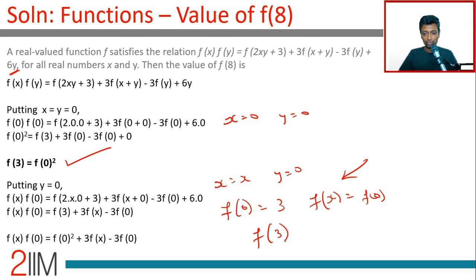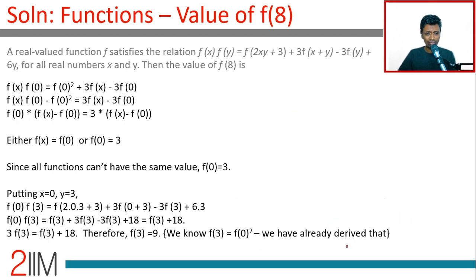We know that f of 3 is f of 0 the whole square. This means f of 3 is equal to 9. We're getting somewhere with this. Right? But we've got very little else to go with. We still have to keep on plugging different values and get there. We need to find f of 8.